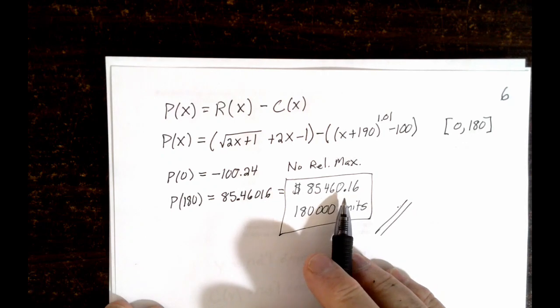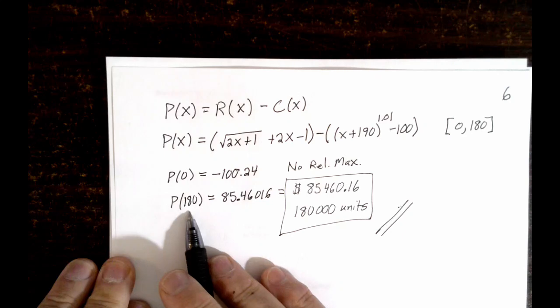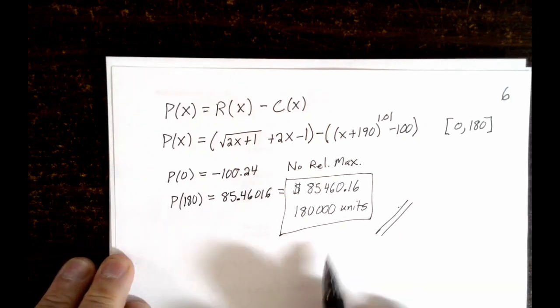And it's in thousands, so it's $85,460.16. 180,000 units, so 180,000.